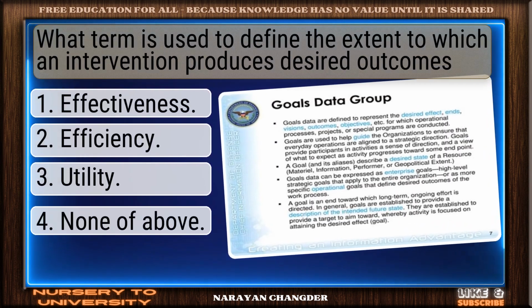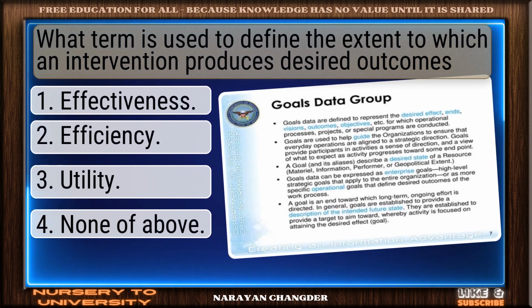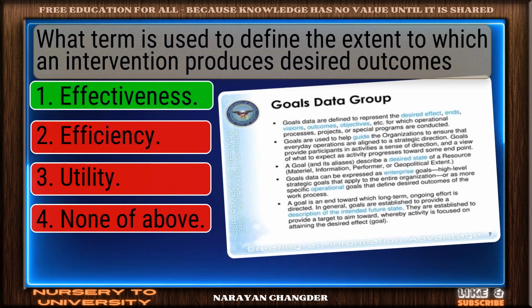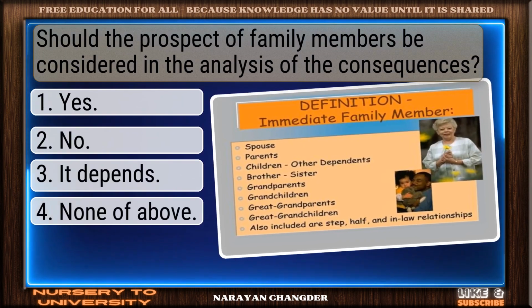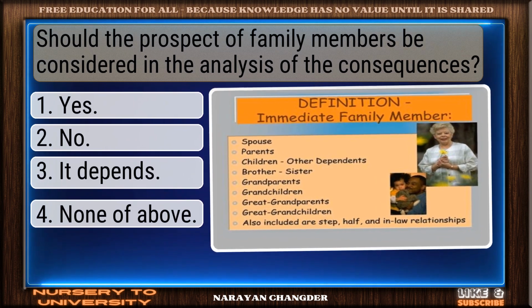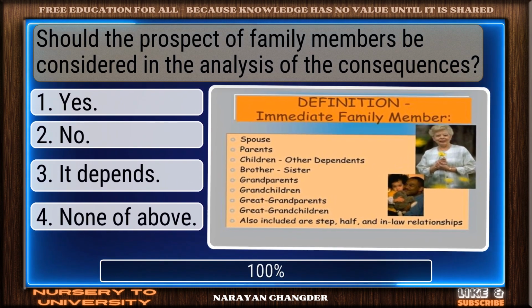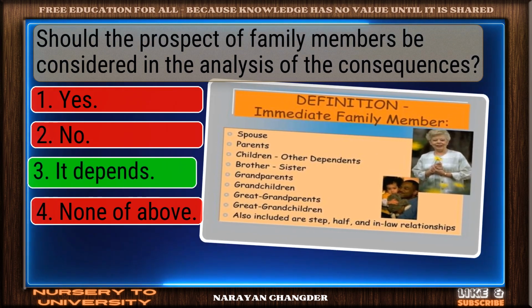What term is used to define the extent to which an intervention produces desired outcomes? You chose effectiveness, and it is correct. Should the prospect of family members be considered in the analysis of the consequences? Excellent. It depends is a brilliant choice.